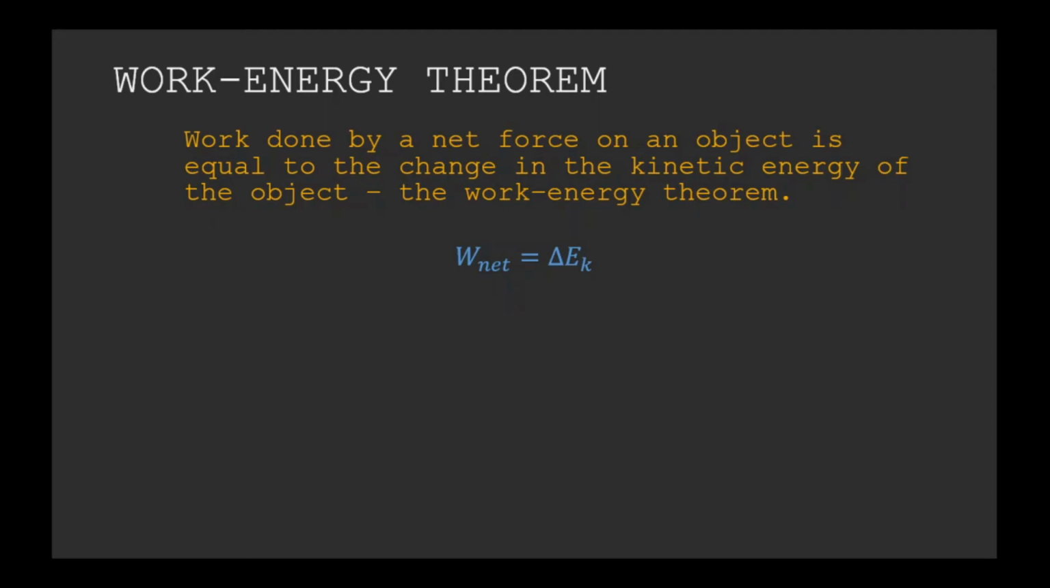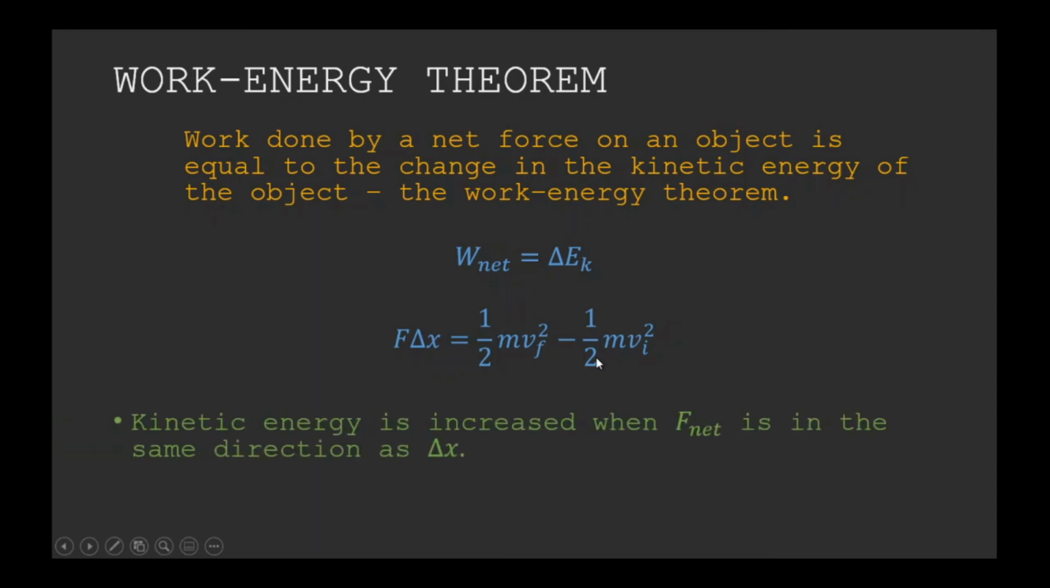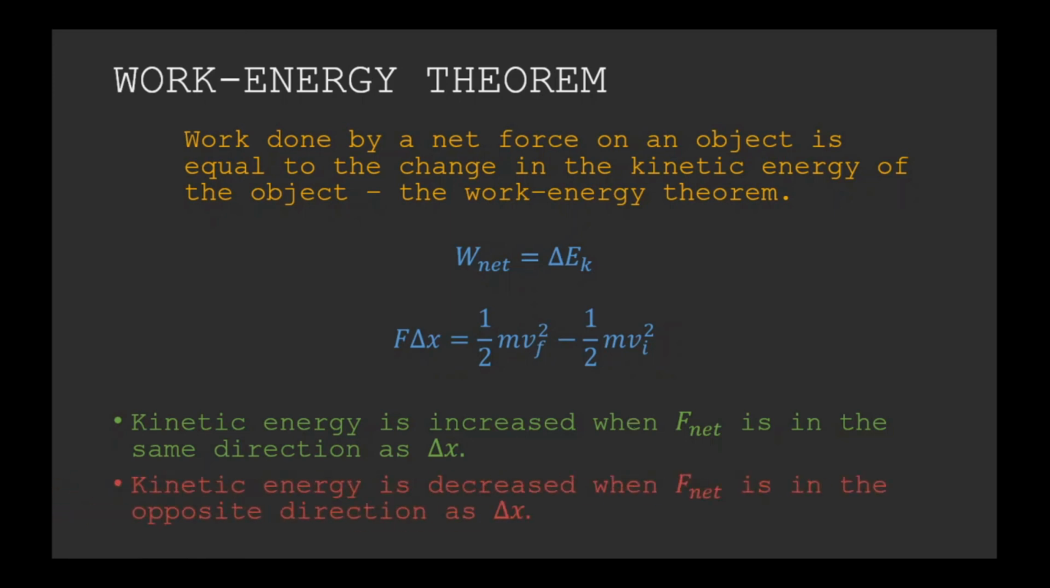Okay, so we can then expand this to say force times displacement is equal to half mass times final velocity squared minus half initial velocity squared times mass. Now, kinetic energy is increased when F net is in the same direction as x. So if we're pushing something forward, we're going to increase the kinetic energy. If something's already moving and we have a frictional force acting on it, it will then decrease the kinetic energy, and so work would then get less.